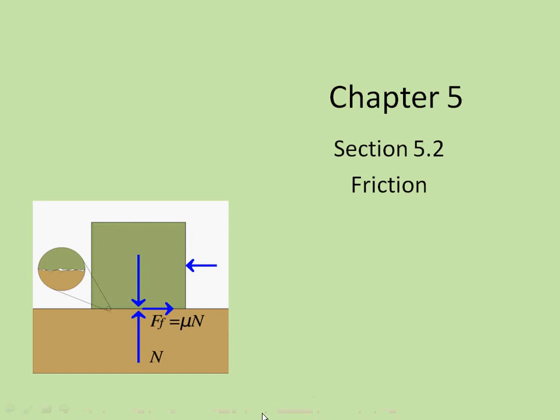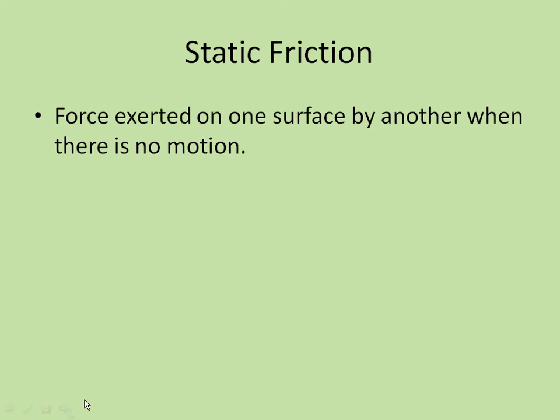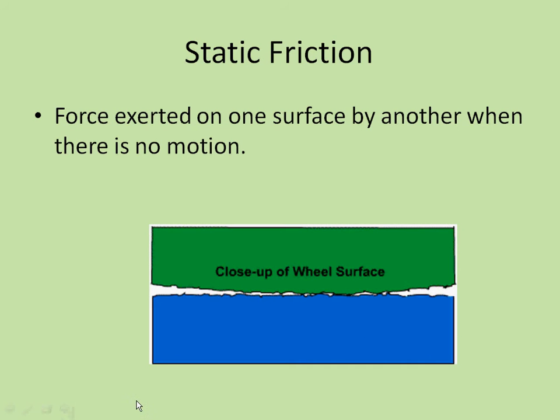Alright, let's look at friction in Chapter 5, Section 5.2. So first, a couple definitions. Static friction. Static friction is the force exerted on one surface by another when there is no motion. Alright, so when something's stopped. Think about when you need to push a car, you're pushing against static friction initially.